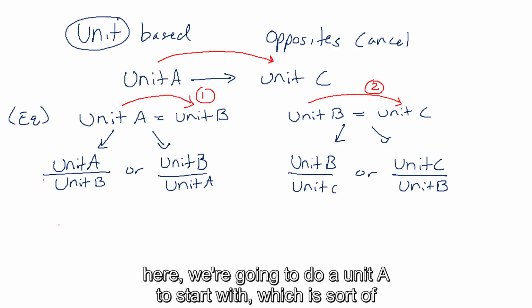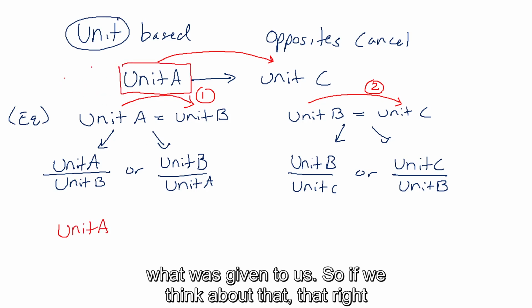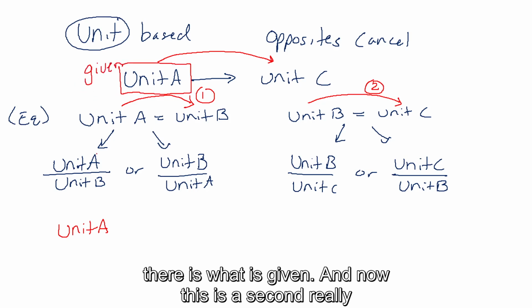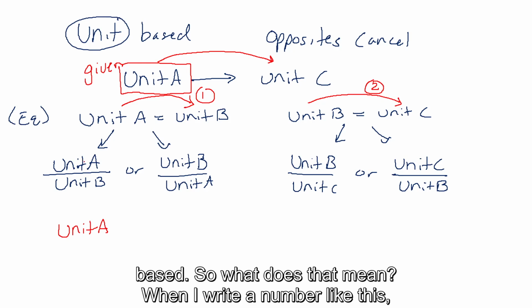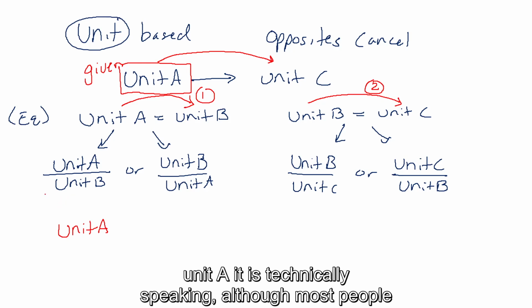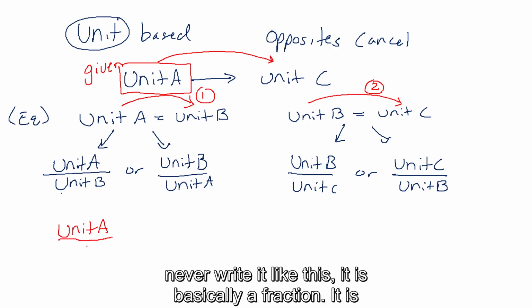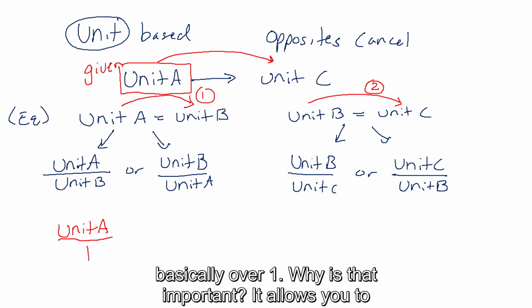So in this example here, we're going to do a unit A to start with, which is sort of what was given to us. So that right there is what is given. And now this is a second really important idea of dimensional analysis, which is it's fraction based. So what does that mean? When I write a number like this, unit A, it is technically speaking, although most people never write it like this, basically a fraction. It is basically over 1.